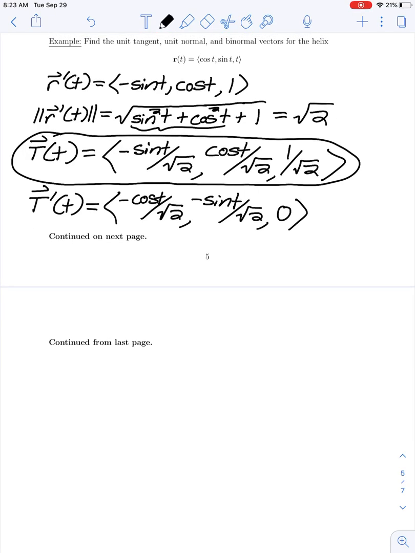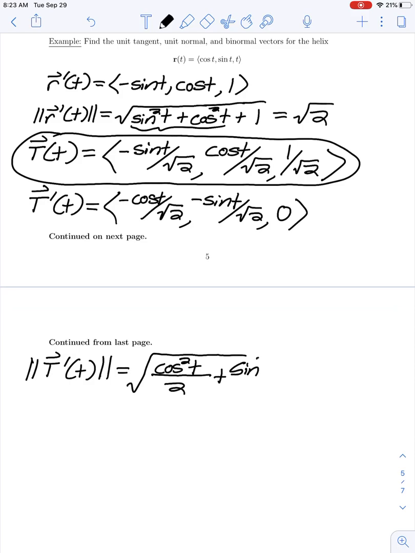Moving down to give ourselves a little more room, the magnitude of this T'(t) vector will be the square root of the sum of the squares of our components. Squaring our first component, negative cosine t squared gives us positive cosine squared t, divided by the square root of 2 squared, which is 2. Then plus for our second term, negative sine t squared would be sine squared t, divided by the square root of 2 squared, which is 2, and then plus 0 squared, which is 0.